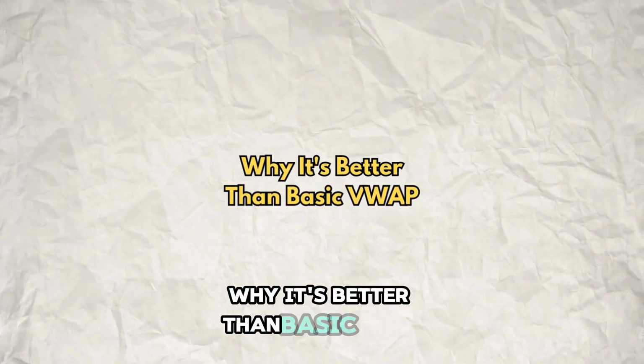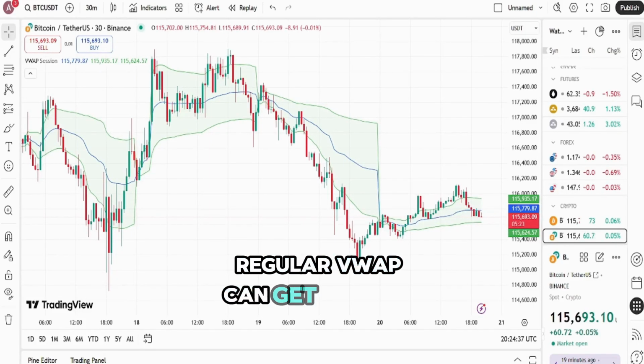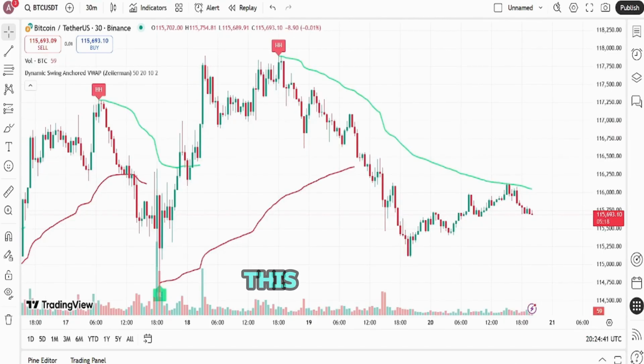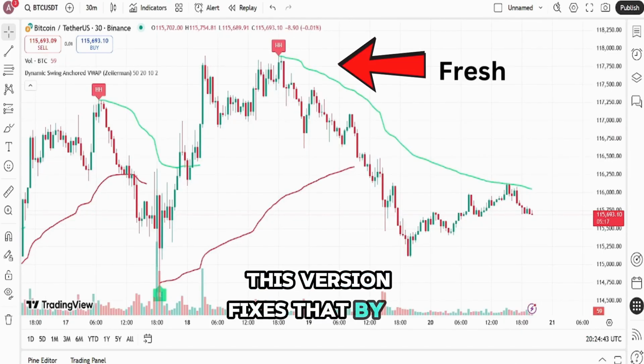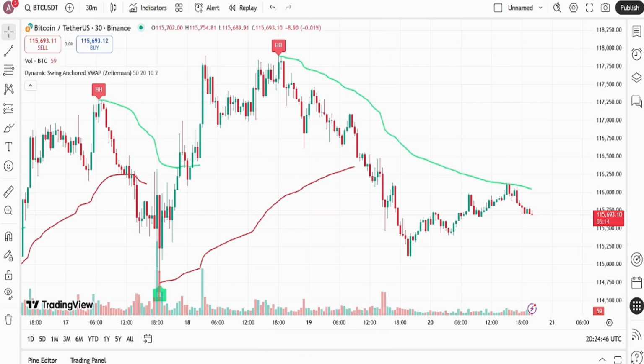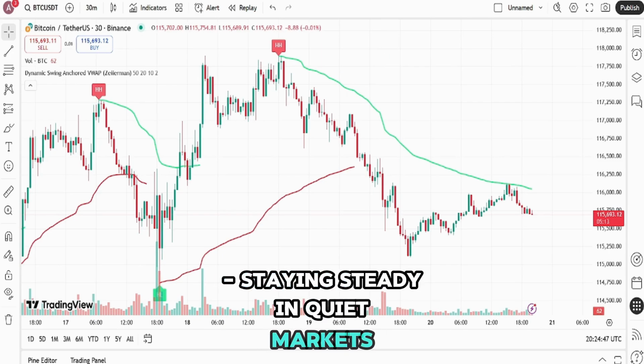Why it's better than basic VWAP. Regular VWAP can get too far from current prices, making it less useful. This version fixes that by starting fresh at new price swings, keeping up with fast markets, staying steady in quiet markets.